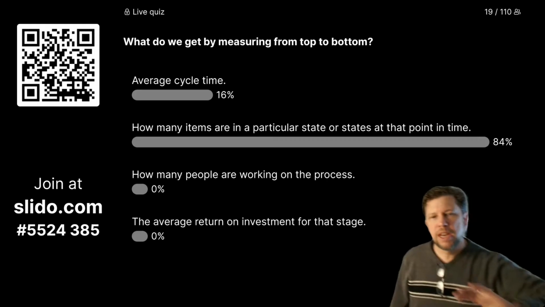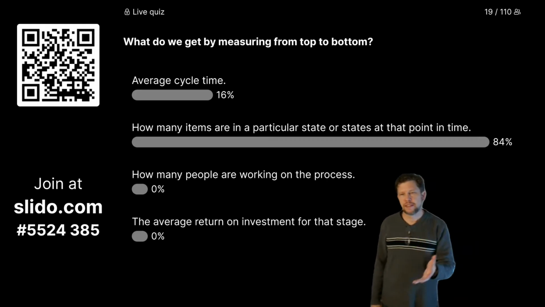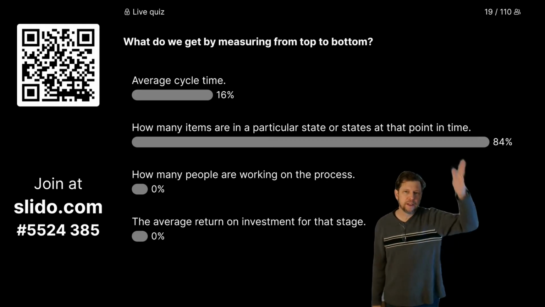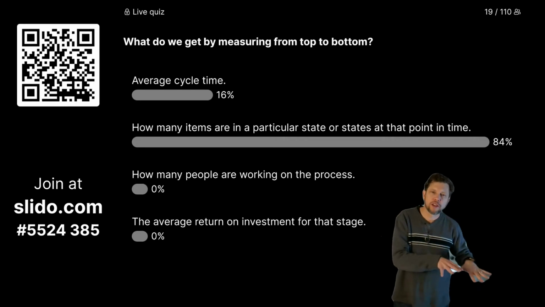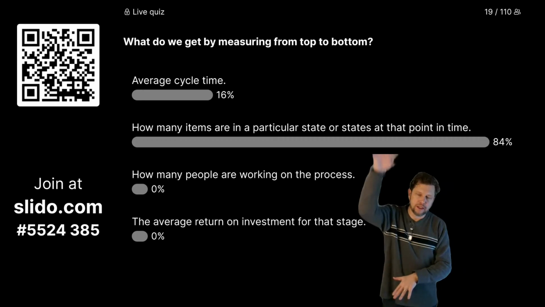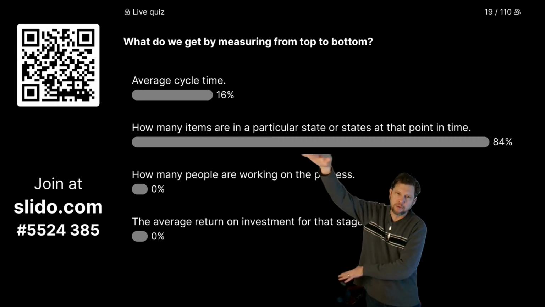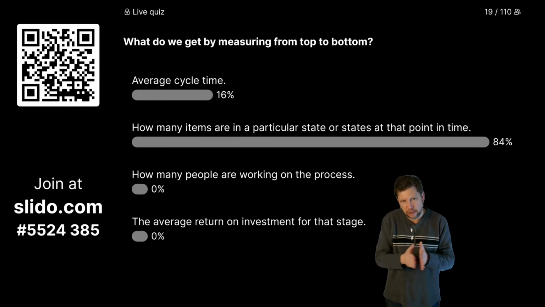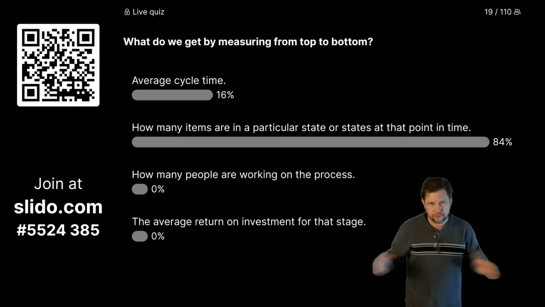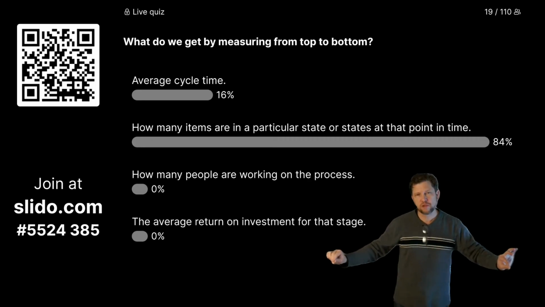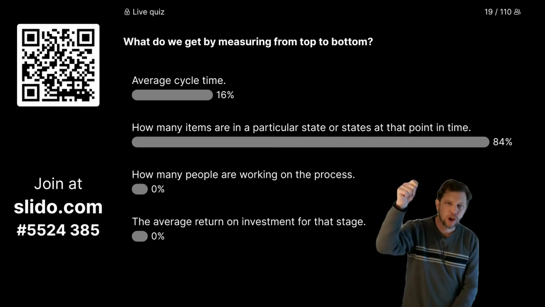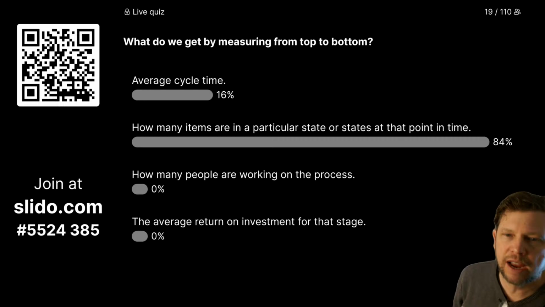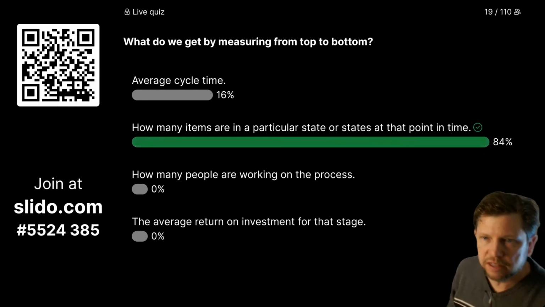So yes, we get how many items are in a particular state or states at that point in time. So keep in mind, the up and down axis is the number of stories. That's why it's cumulative, because it builds up over time with the number of stories. The average cycle time is represented in left and right. So we measure across, left and right, for average cycle time, and we measure up and down to find out how many items are in a particular state or group of states.